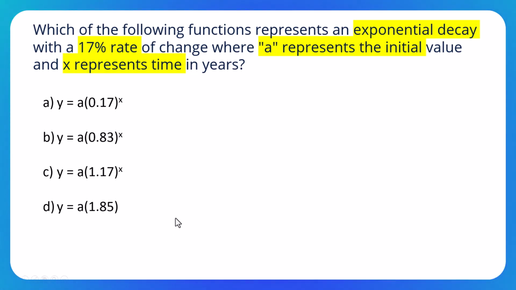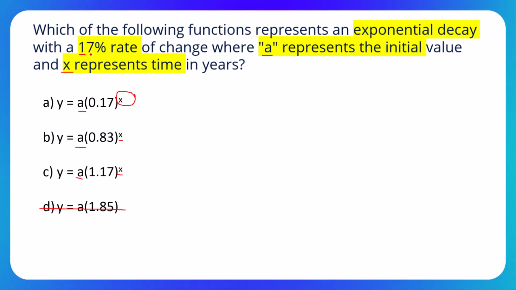X is going to represent the time in years. All right, time is always going to be our exponent. Our exponent is going to be time, and we're using x to represent time. So all of these, except the last one, have x as an exponent. Okay, we're going to start with our initial amount. So a is going to be our initial amount. That goes here, here, and here.